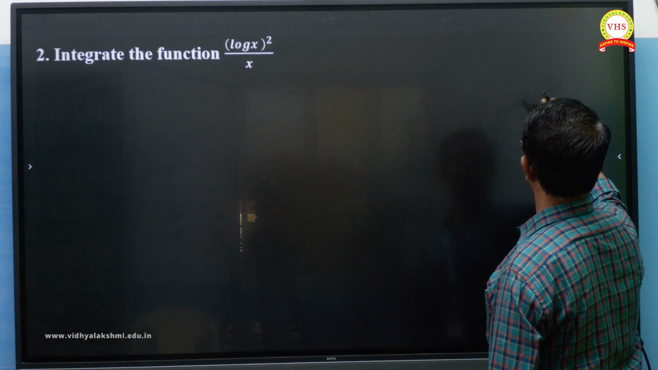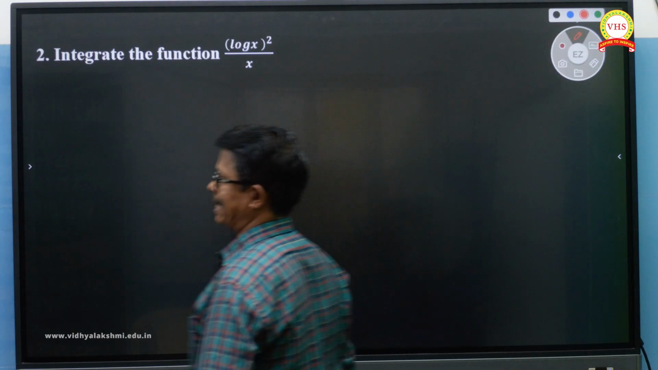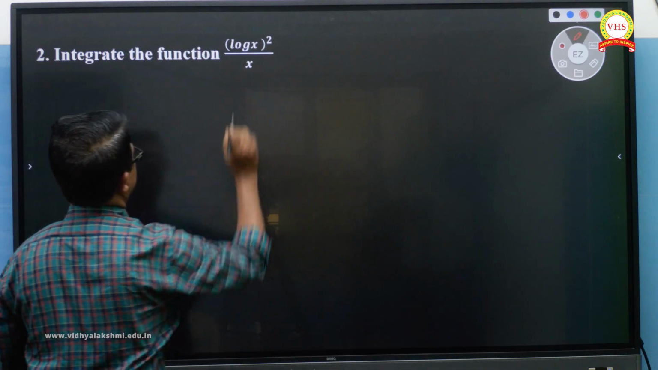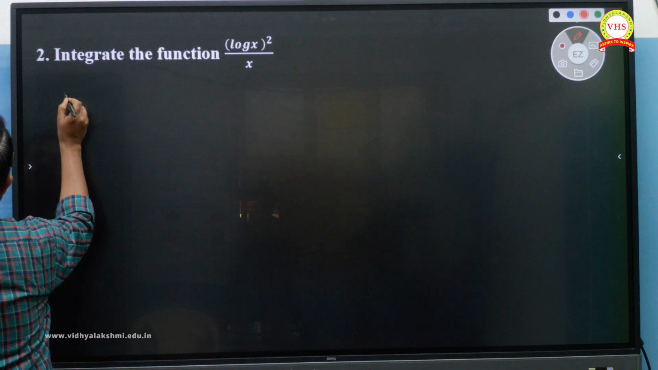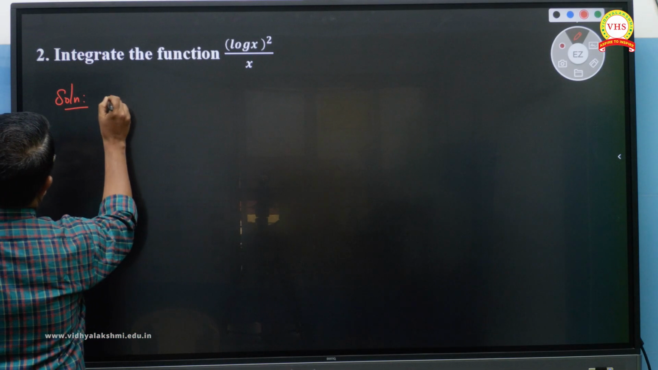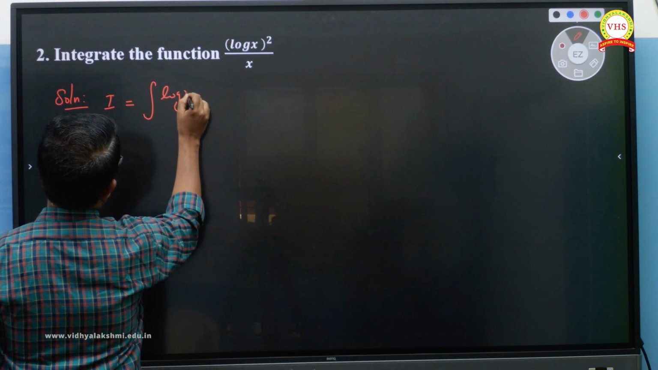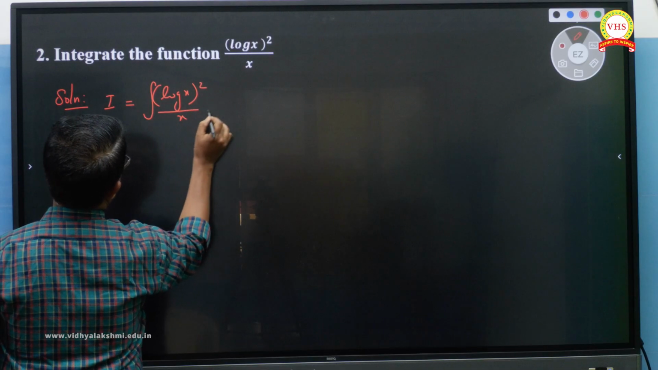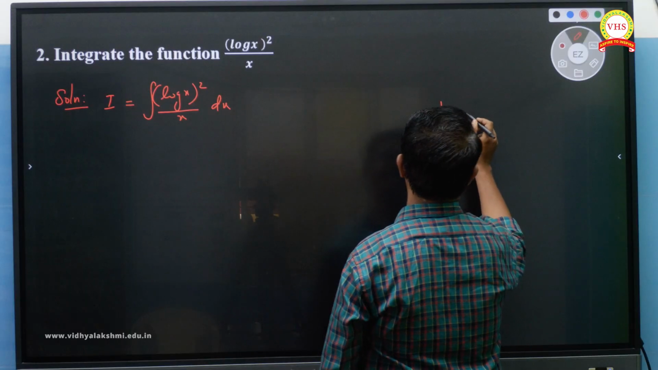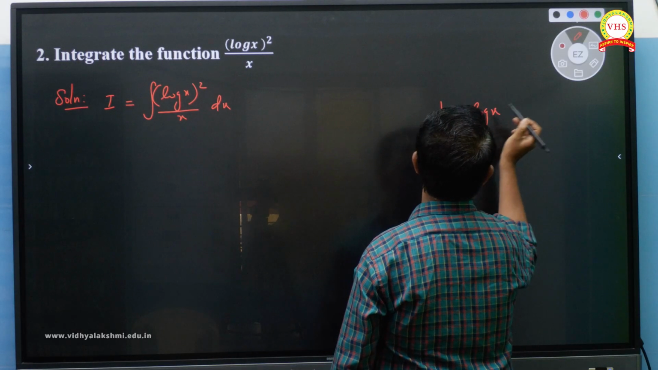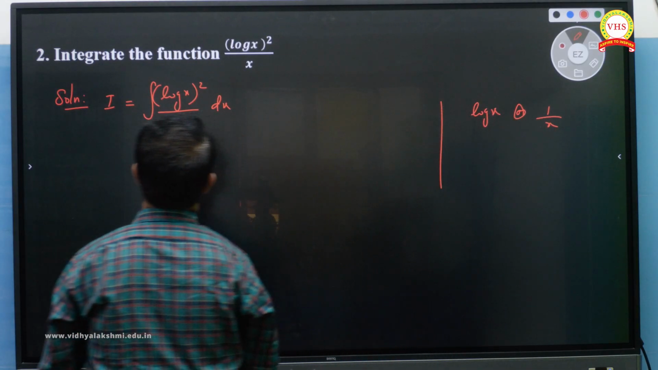Sorry students, I will continue from here. The second sum: when you get log x, it is going to have x in the denominator. Likewise, we are going to see the solution of this: I equals the integral of log x whole square divided by x dx. What I told you is, when you get any sum with x in the denominator, there exists the function log x. Otherwise, if there is log x, there should be 1 by x in the denominator.